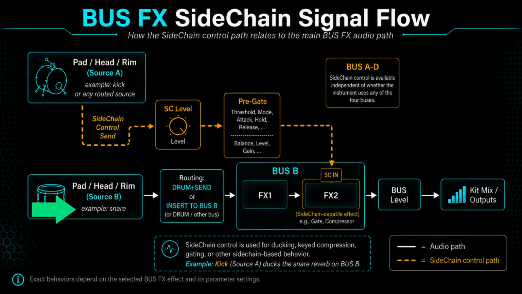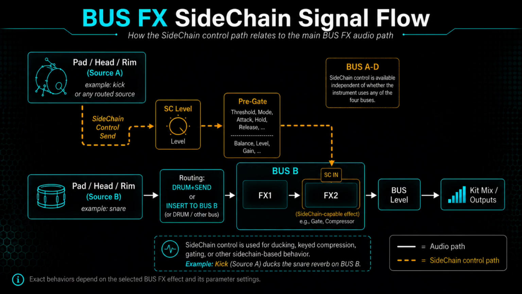In this example, the snare audio is being processed in bus B. A separate control signal from the kick is sent to FX2 in bus B. If FX2 is a compatible effect like a gate in duck mode, each kick hit can temporarily reduce the affected snare signal. And it's important to remember that only specific effects support sidechain inputs.